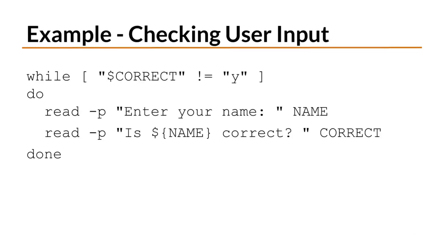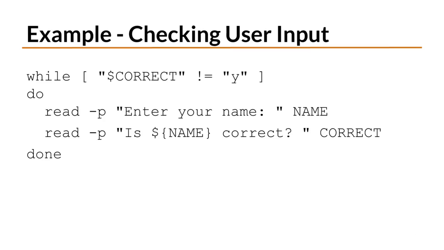Here is an example where user input populates the variable that is being used to control the while loop. Here we are asking a user for a name. The first read command populates the name variable with the user's input. The next read command displays back what they entered and asks them if it's correct. That input is stored in the correct variable.